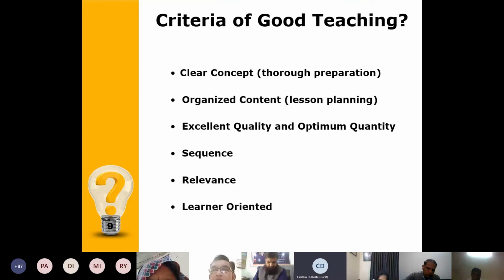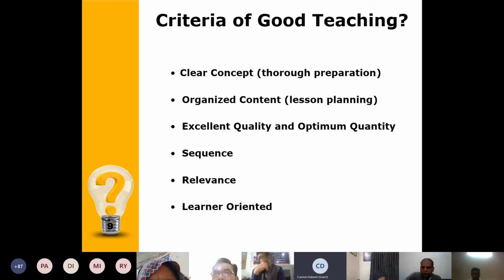Criteria of good teaching क्या है? Clear concept, which means thorough preparation on the part of the teacher. आपकी lesson planning कैसी हुई है? How long did it take you to make that lesson plan for this 45-minute class? देखिए, आप एक lesson plan 20 मिनट में नहीं कर सकते. मुझे with 42 years of experience and all my degrees from the US, I still take 2 hours to do a good 1-hour lesson plan.